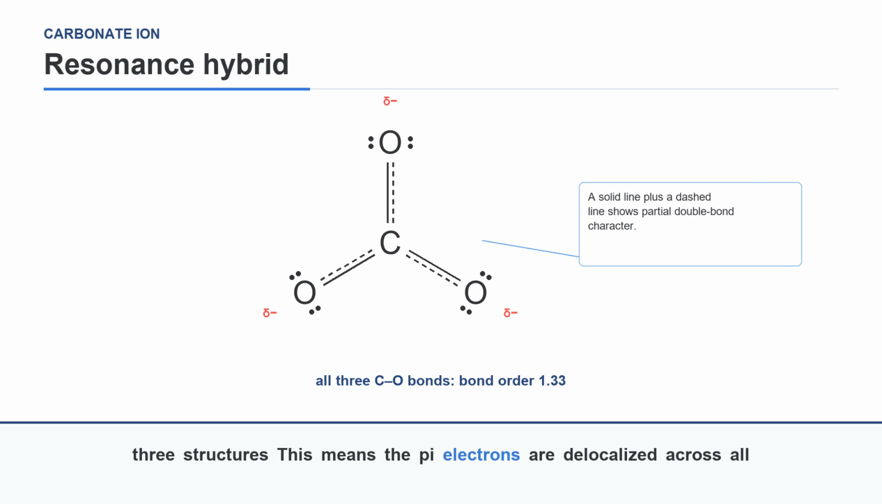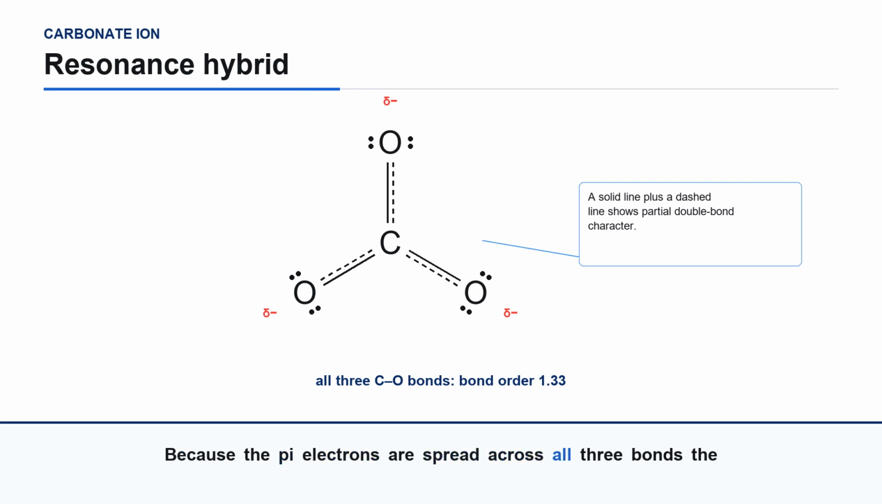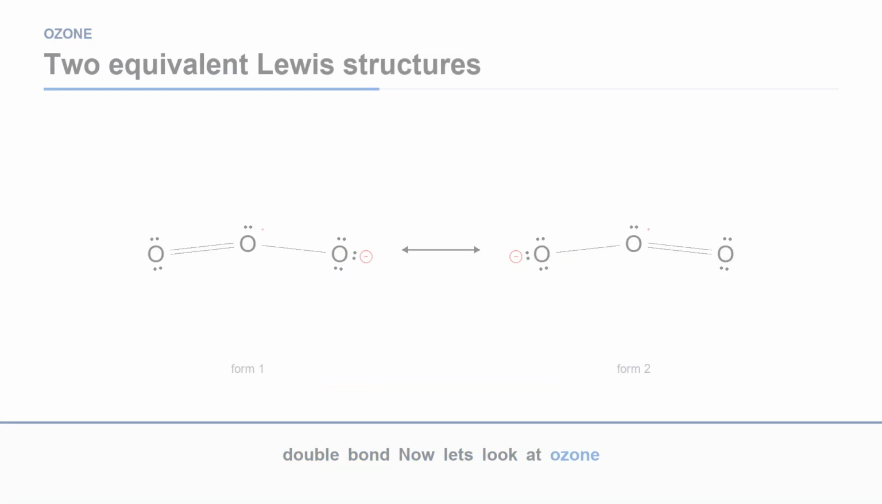This means the pi electrons are delocalized across all 3 carbon-oxygen bonds. Delocalized means that the electrons are spread across several bonds instead of remaining in one fixed location. Because the pi electrons are spread across all 3 bonds, the 3 carbon-oxygen bonds are identical. Each carbon-oxygen bond has an average bond order of 1.33. Each bond is stronger and shorter than a normal carbon-oxygen single bond, but weaker and longer than a normal carbon-oxygen double bond. Now let's look at ozone.